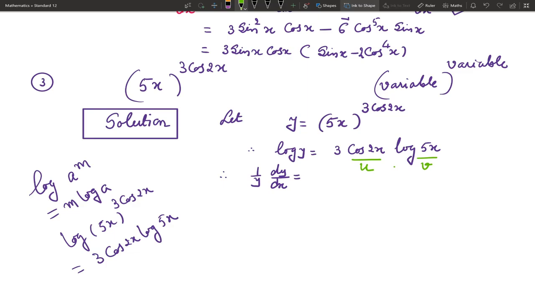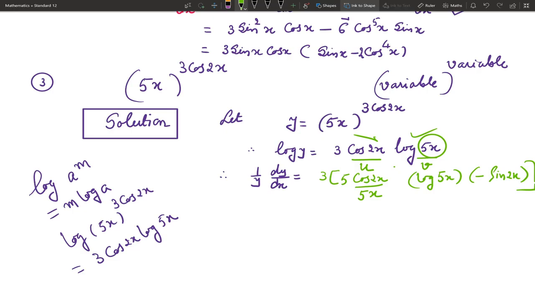So this 3 is constant, cos 2x, derivative of log 5x, 1 upon 5x, again by chain rule, d by dx of 5x, that is 5. Now log 5x as it is, derivative of cos 2x, minus sin 2x, into by chain rule d by dx of 2x. So this is 2. Here we have written minus. So now we simplify.